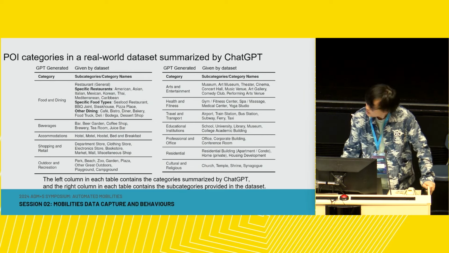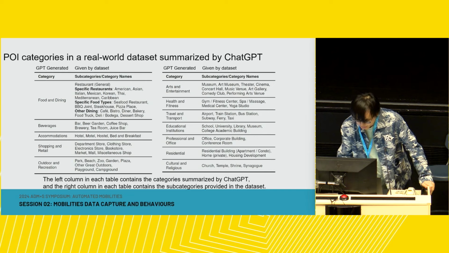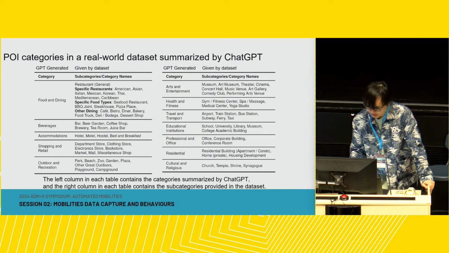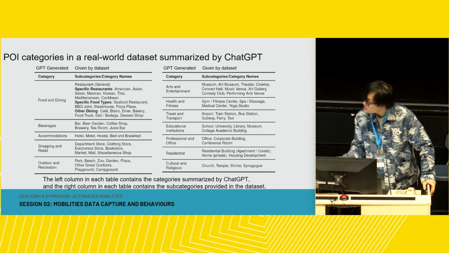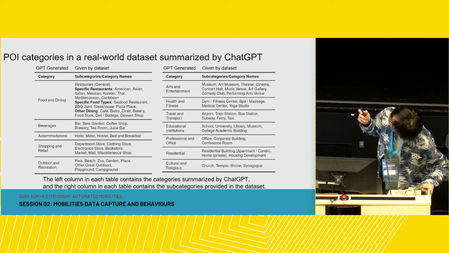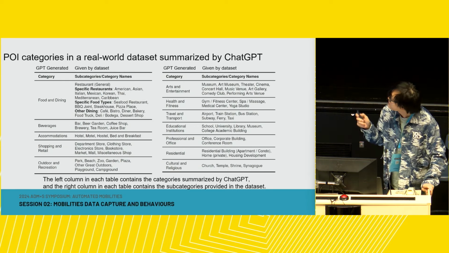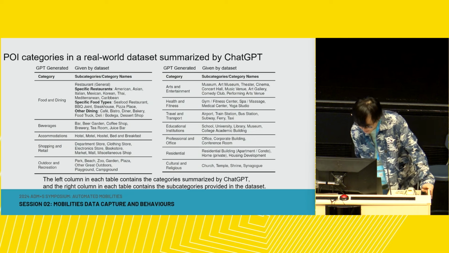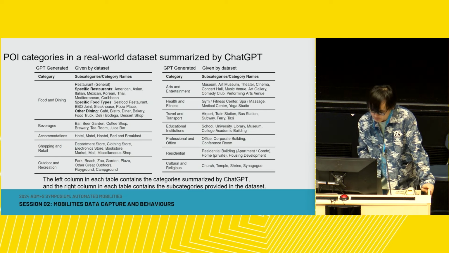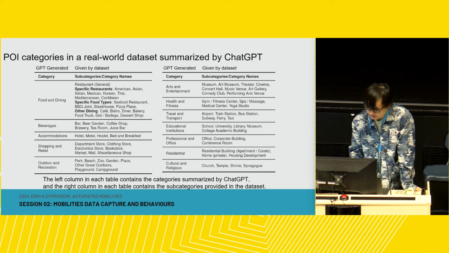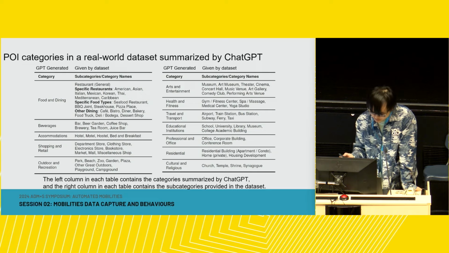We tested with ChatGPT by inputting POI categories and asking it to list category names that have intersections by their context. For each table, the right column is the raw data from the dataset, and the left side is the category generated by ChatGPT. As a result, ChatGPT was able to summarize all these categories by their context. This task really requires the model to have some prior knowledge and understanding of the semantics of these categories.